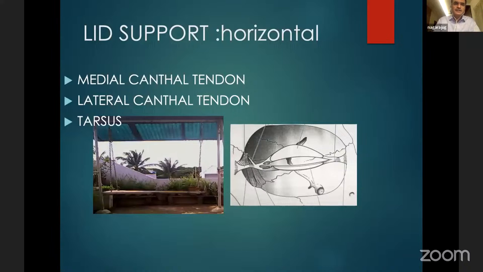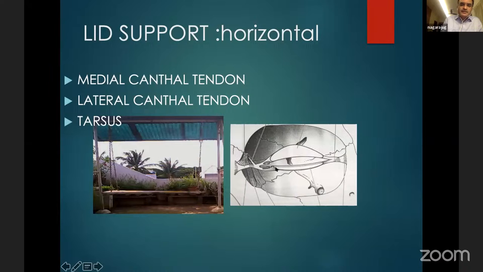So in addition to that, now you have two forces, the protractors and the retractors, which act vertically. And there is a support to the lid. You just imagine this swing. This is the swing on which you sit, and this has two attachments on either side. The eyelid is also akin to something like this. See, the plank of the swing is your tarsal plate.